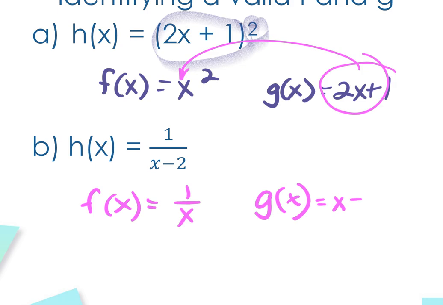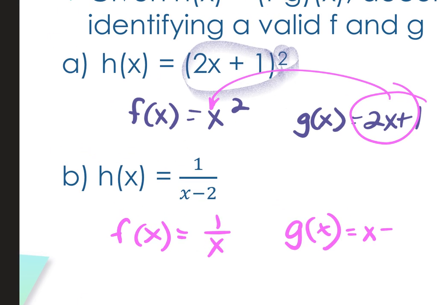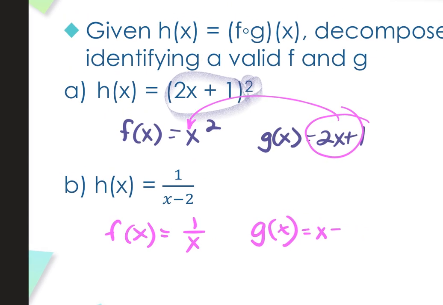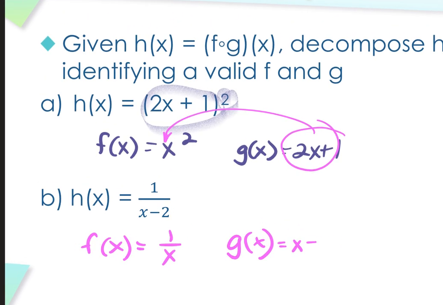So if there was like a 2 on the front from the beginning, let's say it said 4 here, then I would make this 4 on the outside. Only the h of x, only the horizontal part is what I make the g of x. But again, there is more than one way to do this. For me, that's how my brain breaks it apart. Questions on those?